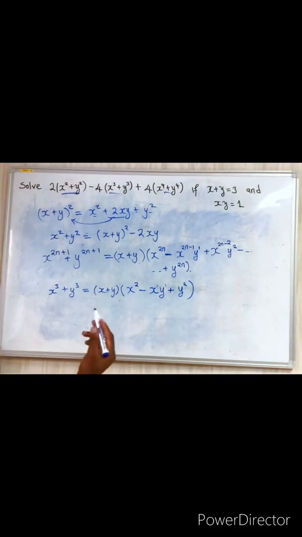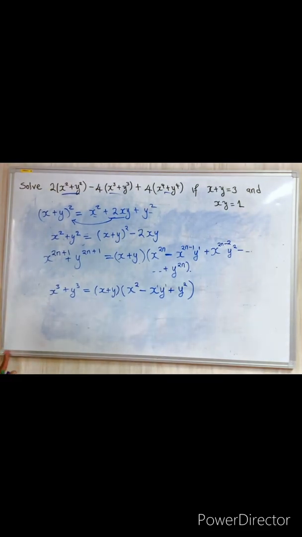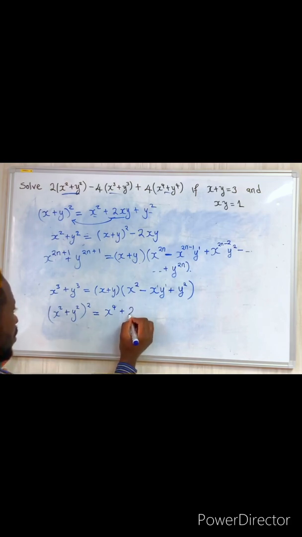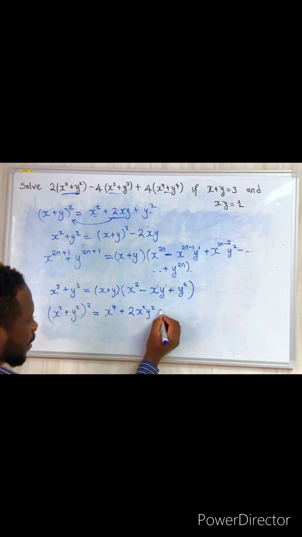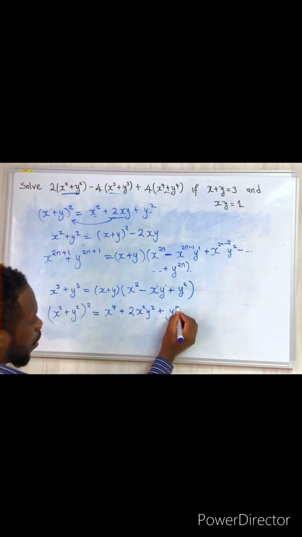Then for 4, you can also use the same method. You can continue the same method, and the answer will still be correct. But just not to waste time, we shall try and solve it first. Now we know that if you have (x² + y²) to the power of 2, this one will give you x⁴ + 2x² times y² + y⁴.